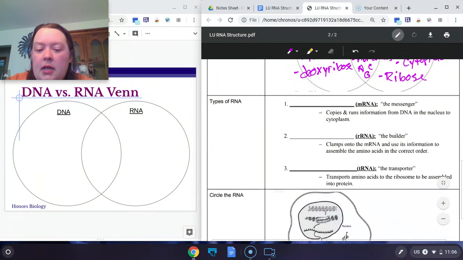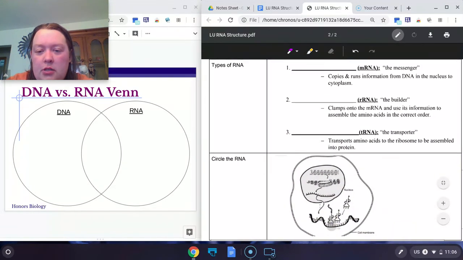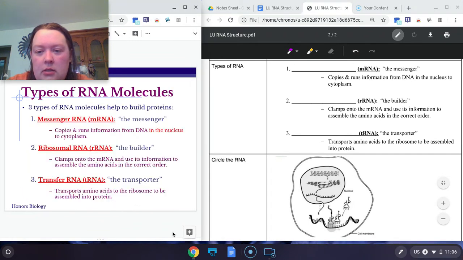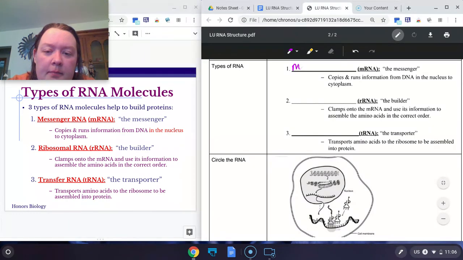And there are 3 types of RNA that we're going to see in this process of making proteins. The first type is called messenger RNA, and it's abbreviated mRNA. And it's called this because it contains the DNA message. So in transcription, when DNA is rewritten as RNA, that is messenger RNA. It carries the message from the nucleus out to the cytoplasm at the ribosome.